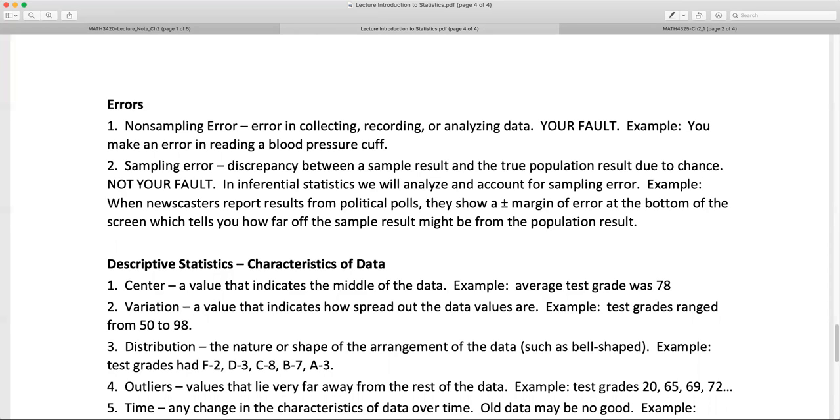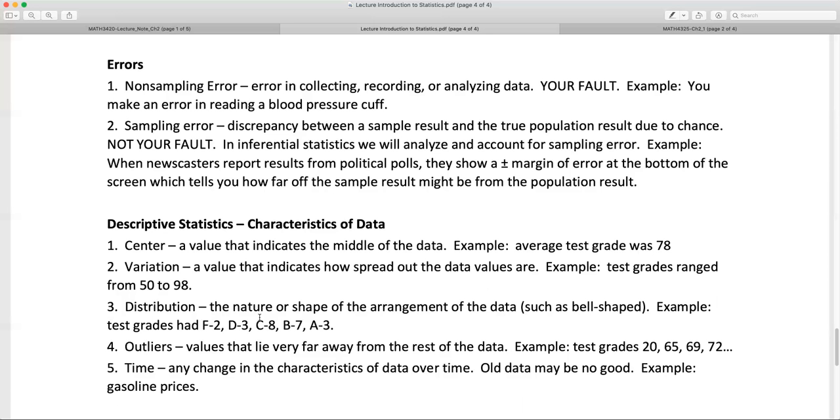So this is non-sampling. Sampling error is a discrepancy between a sampled result and the true population result due to chance. It's not your fault. In inferential statistics, we will analyze and account for sampling error. For example, when newscasters report results from political polls, they show a plus or minus margin of error at the bottom of the screen, which tells you how far off the sample result might be from the population result. We're going to talk about sampling error later in detail.